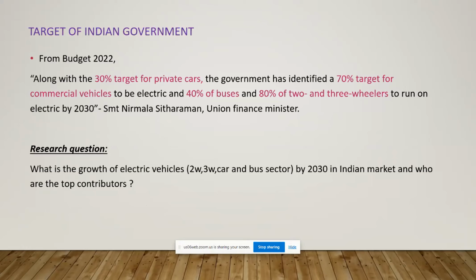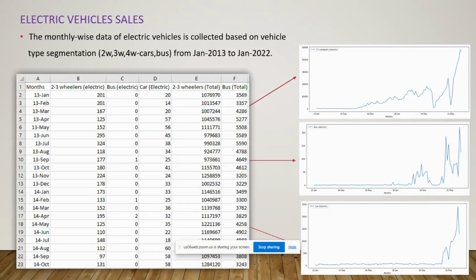Now, my research question is: what would be the growth of electric vehicles by 2030, and who are the top contributors? I've taken the real-time electric vehicle sales from Jan 2013 to Jan 2022. These are the Excel sheets, and this is the graph of each. One is the two and three wheelers combined, another is bus, and another is car. I've taken two and three wheelers combined because the government's target is that together there should be 80% electric.